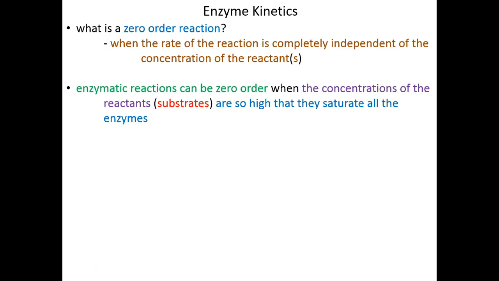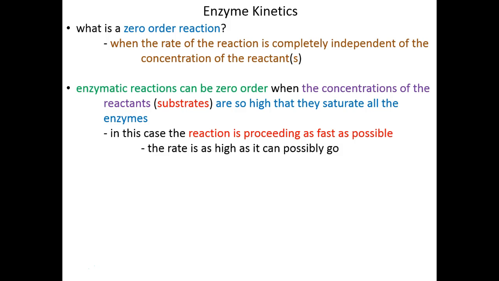Enzymatic reactions can be zero-order when the concentration of the reactants, and again now we're going to start calling reactants substrate, because any time a reactant binds to an enzyme to be worked upon, that reactant is then called substrate. So when the concentration of substrate is so high that it saturates all of the working enzymes, that is when we have a zero-order reaction. In this case, the reaction is at full throttle, going as fast as it possibly can, and so you cannot make it go any faster nor any slower by manipulating substrate levels.